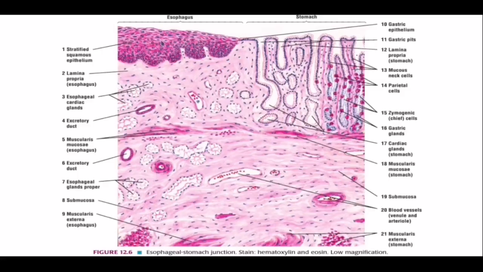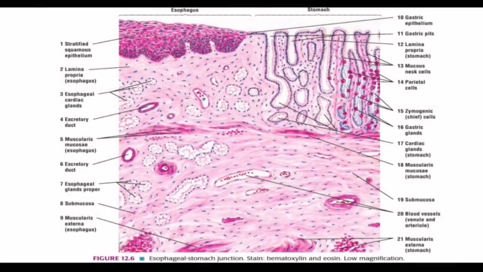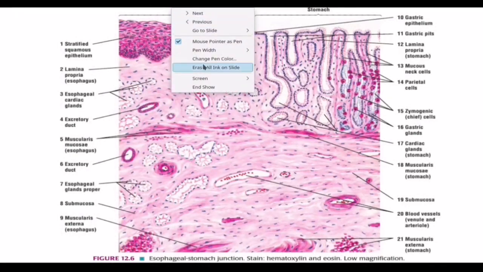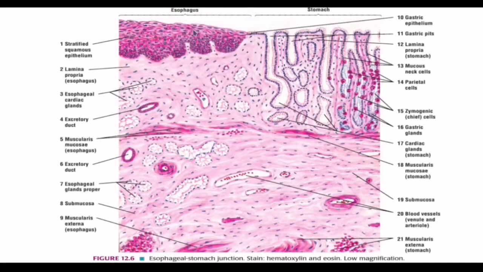So for the gastroesophageal junction, we actually see that we have a transition here from stratified squamous epithelium to simple columnar epithelium. Okay, so that's notable here. We also have esophageal cardiac glands here. Then we also have gastric cardiac glands. For the gastric cardiac glands, we will look at them in depth when we do the histology of the stomach.